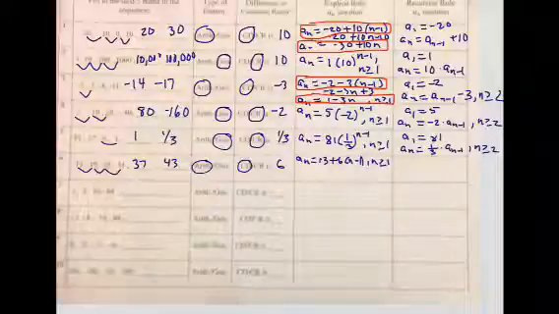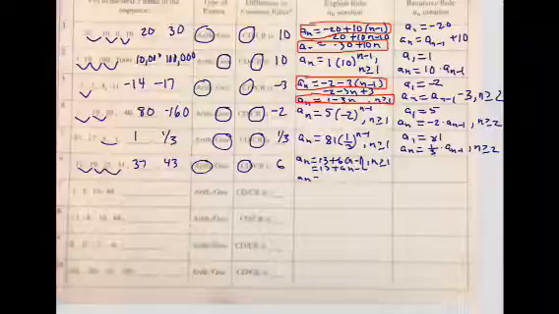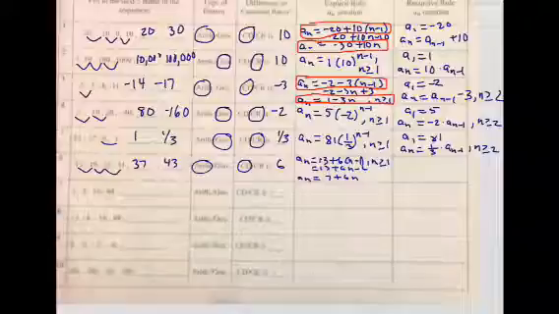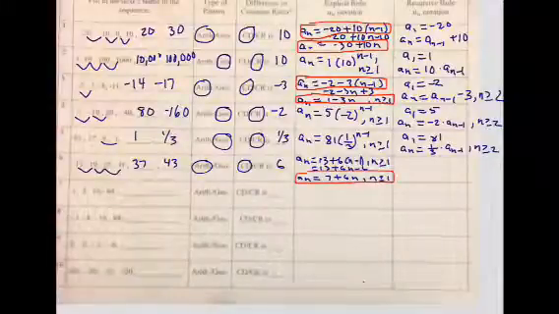And so distribute the 6. So that's 13 plus 6n minus 6. So a sub n equals 13 minus 6, that's 7, 7 plus 6n for all n greater than or equal to 1. And so again, it's either this one or this one.